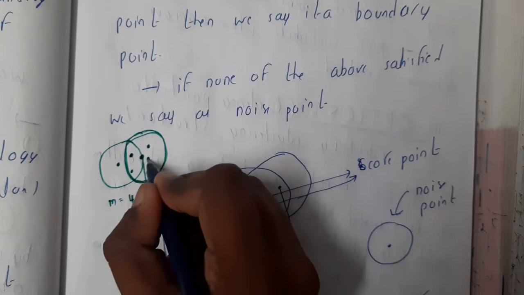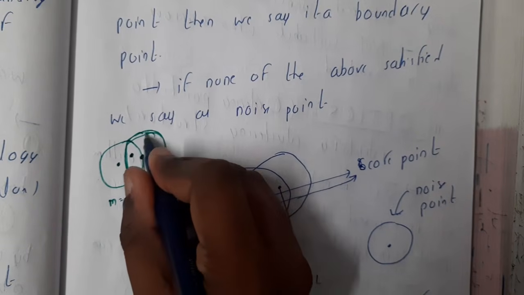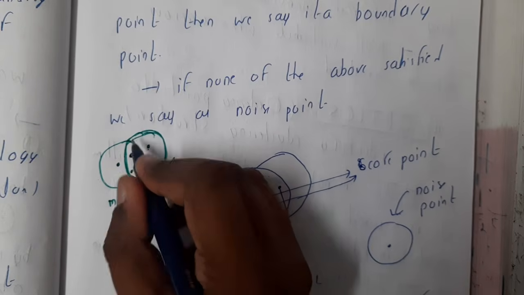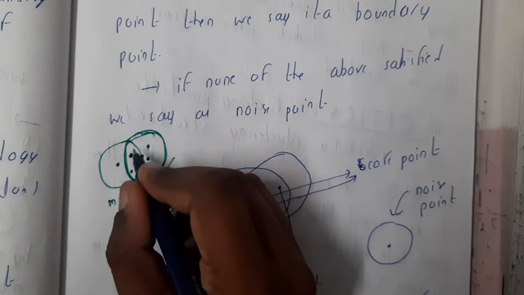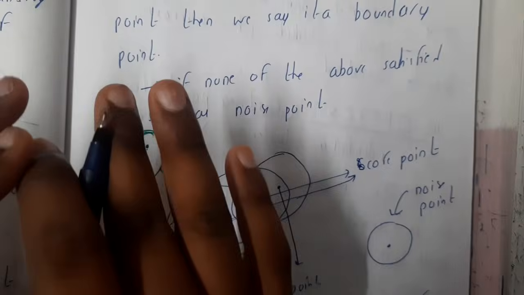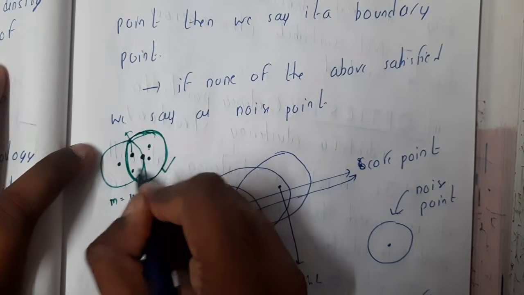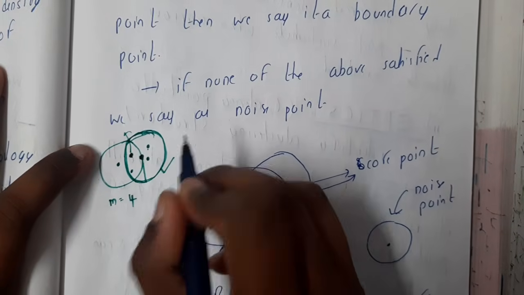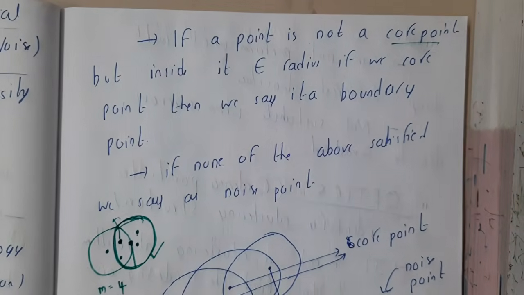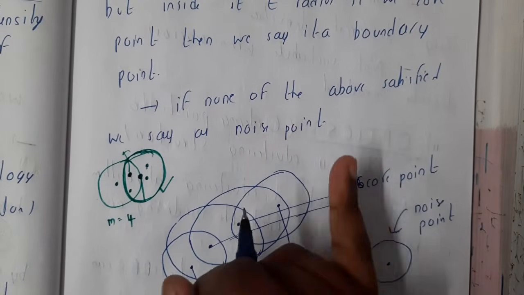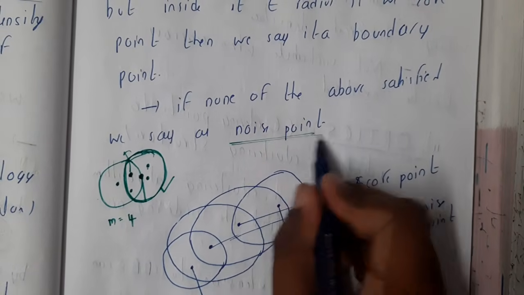So we are having almost 5. So this is a core point, right? If you take this point's radius, it might not cover many points, right? So this kind of points which are not satisfying the core point but which are a part of a core point, like inside the core point only it is there, those points are called boundary points, guys. Similarly, if it is not following any of the conditions, it is not a core point, it is not a boundary point, then those are called noise points.